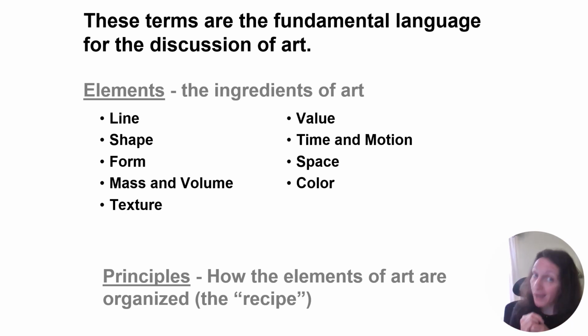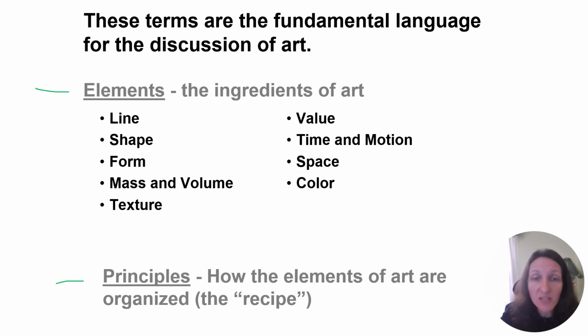A lot of the vocabulary words that we're going to talk about today, you as college students are probably already familiar with. So I really like to use the analogy that the elements of art are the ingredients of art. They are like the onions, peppers, tomatoes, and garlic. And then the principles, which we'll talk about later, are how those elements are organized. That's like the recipe. Is it going to be salsa or is it going to be pasta sauce, right? Even though they have similar ingredients.